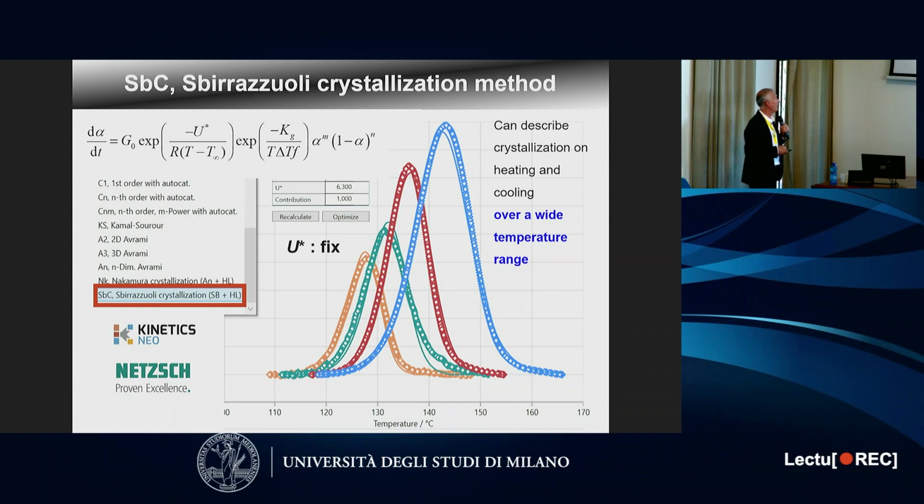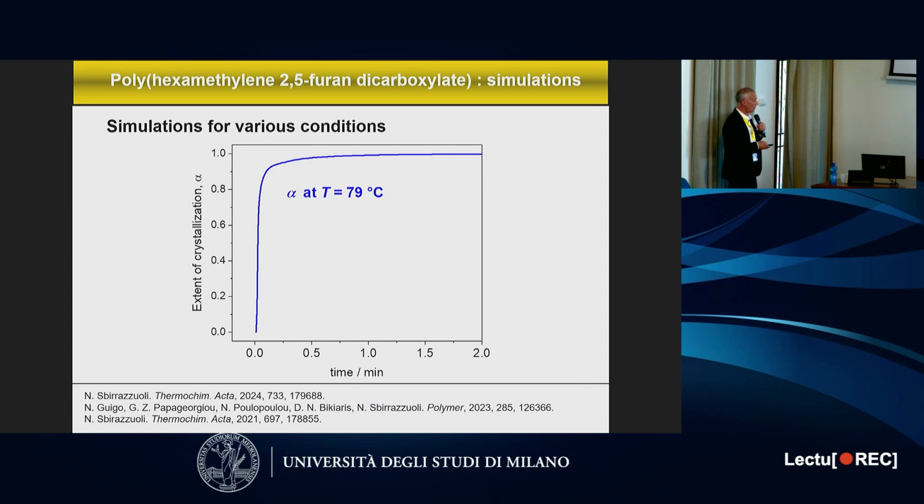So this method was implemented in the Netzsch software, as you can see here. And they apply this for industrial problems and say that they have very good results. It can describe crystallization over a wide temperature range because we take into account the diffusion. They do not proceed step by step, so it is slightly different, but they say that it works very well. So once we have estimated the crystallization parameters, we can make several simulations for various conditions.